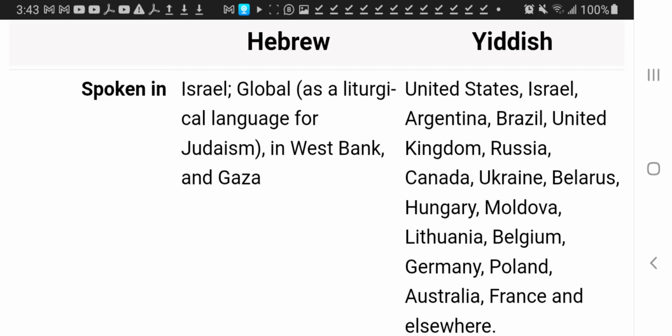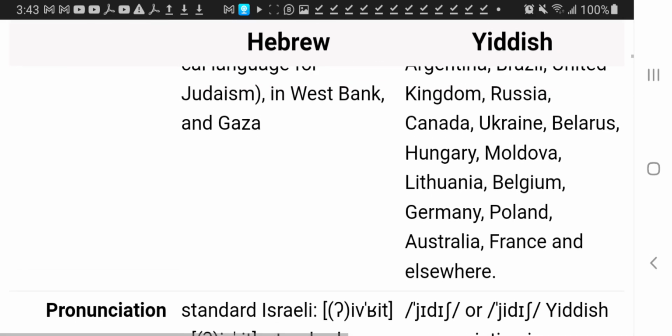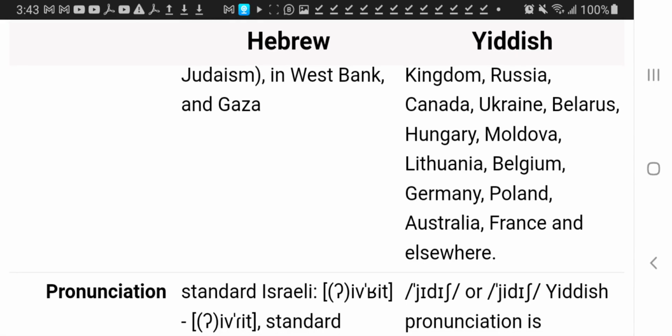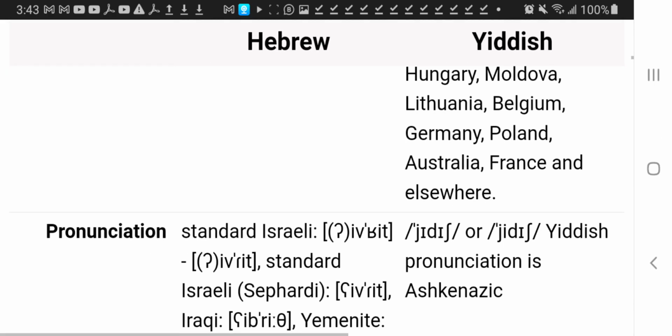So where is Yiddish spoken? United States, Israel, Argentina, Brazil, United Kingdom, Russia, Canada, Ukraine, because the Yiddish becomes like the Eastern European patois, if you understand what I'm saying. It is their patois, and because they can write it in Hebrew, since most people don't know Hebrew, the letters, and they don't know the Yiddish, they get confused by what they see. Belarus, Ukraine, Hungary, Moldova, Lithuania, Belgium, Germany, Poland, Australia, France, and elsewhere.